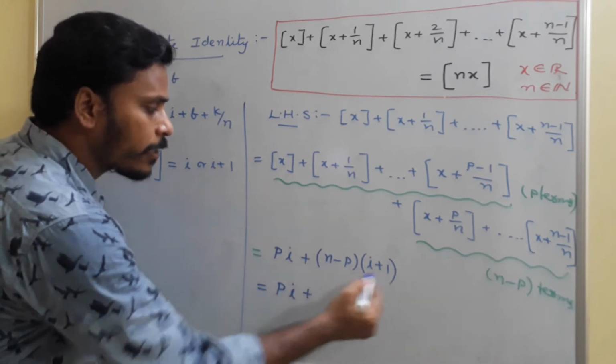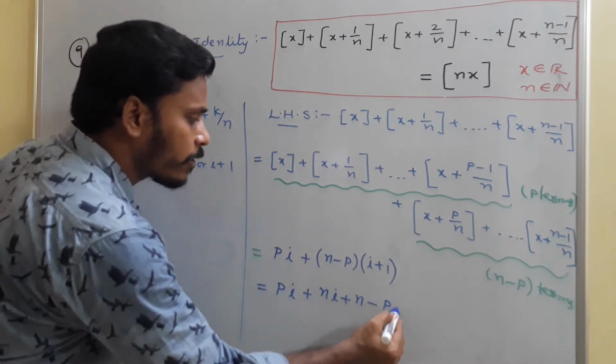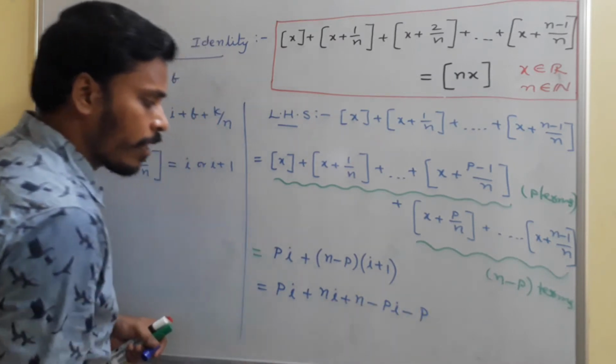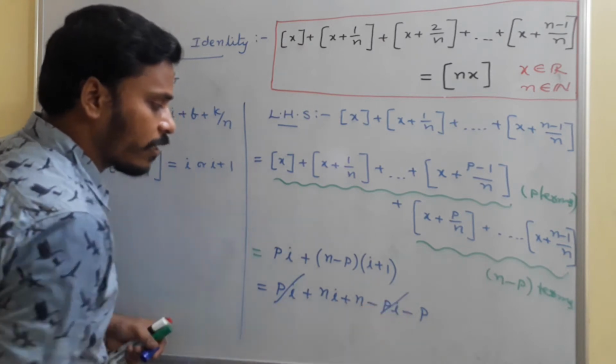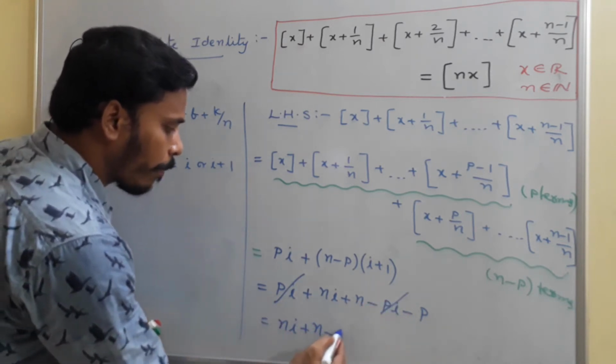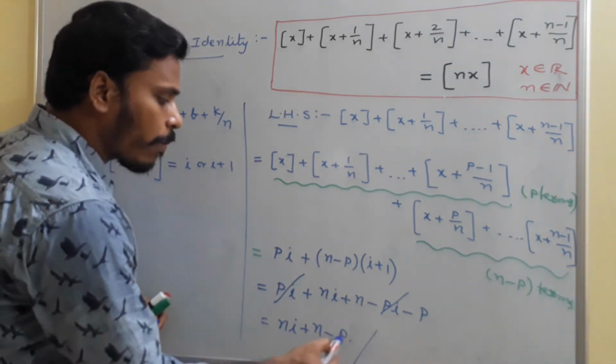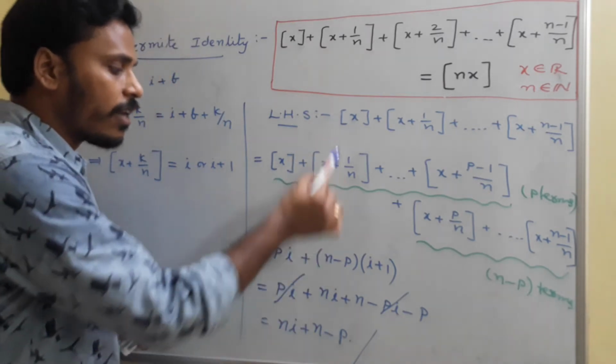Pi plus n minus p into i plus 1, that is ni plus n minus pi minus p, and this pi and pi will get cancelled, and you are left with what? Ni plus n minus p. You just observe it. I started my discussion with the left hand side. On simplification of this left hand side, the result is ni plus n minus p. So this is the left hand side.